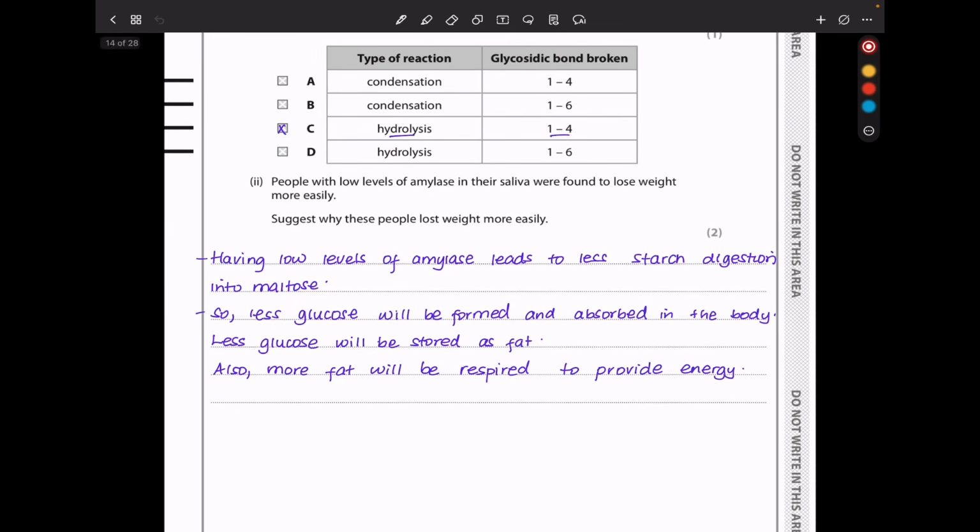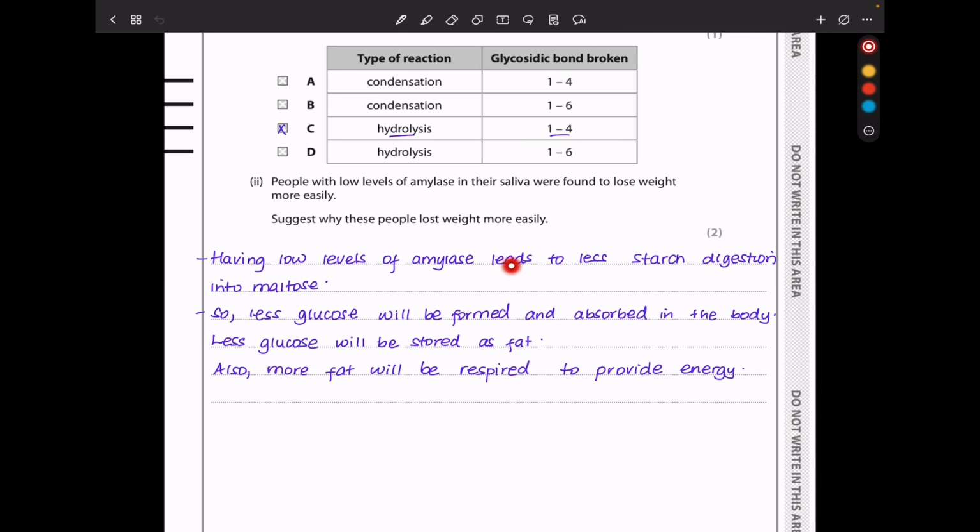Then next they say, people with low levels of amylase in their saliva were found to lose weight more easily. Suggest why these people lost weight more easily. If they have low levels of amylase, then it means starch is not going to be fully digested into the monosaccharides, for example, glucose, and so their body will not take in more glucose, so they'll lose weight easily.